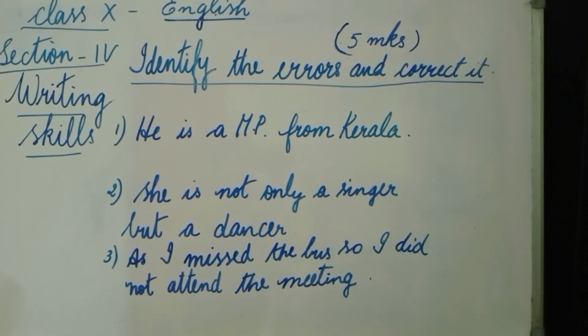Here we can find there are 2 conjunctions that are used together. That is, as and so are both used. So to make it a correct sentence, we can avoid any one of the conjunctions. That is, as I missed the bus, I did not attend the meeting. You can write it like this, or else you can write, I missed the bus, so I did not attend the meeting. So either of these can be used, whether as or so. You need not use both together in these sentences.